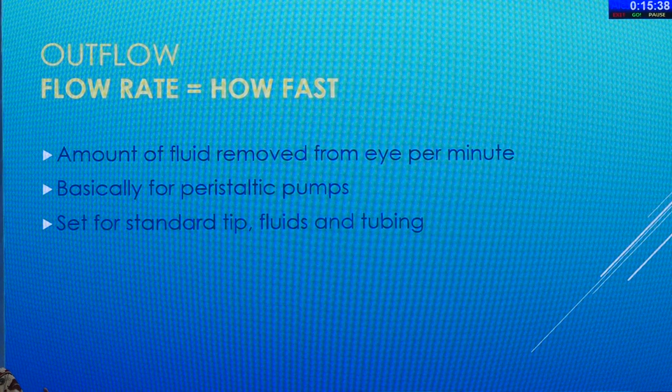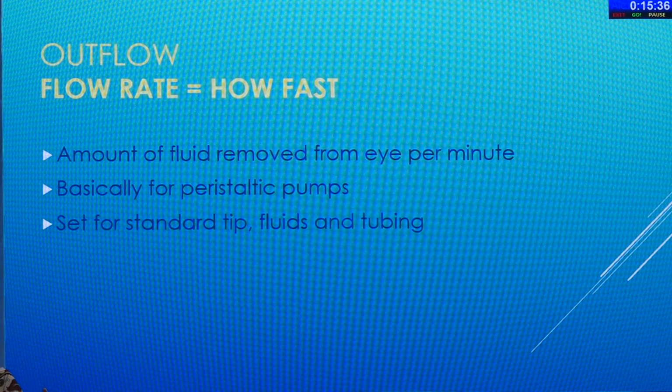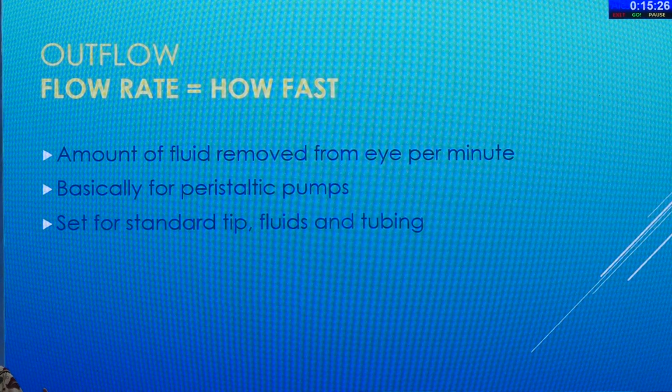So in peristaltic pumps, as we have discussed earlier in the talk, flow rate is the determining factor. Now flow rate is set for standard tips, tubings and fluids. For example, if we have a small bore tip, the flow rate will be less because less fluid will go out of the eye. Similarly, if lens matter or viscoelastic is coming out through the tip, the flow rate will be effectively less. Similarly, if we have less elastic tubings, the flow rate will be less.